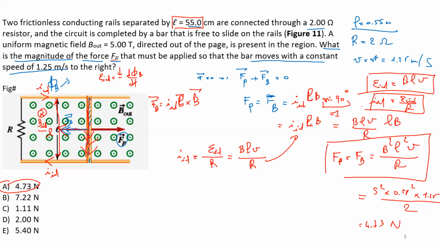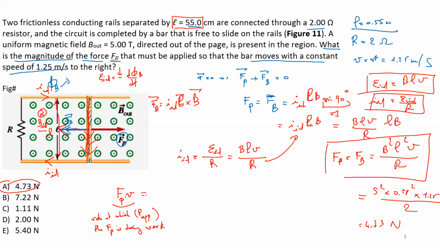Now, let me remind you something here. Of course, I demonstrated in class that F_P multiplied by the velocity v is, of course, the rate at which the applied force is doing work. Basically, this is the power. This is the power of the applied force. F_P multiplied by v. You remember F dot v, this is the power. This is the rate at which the applied force is doing work.